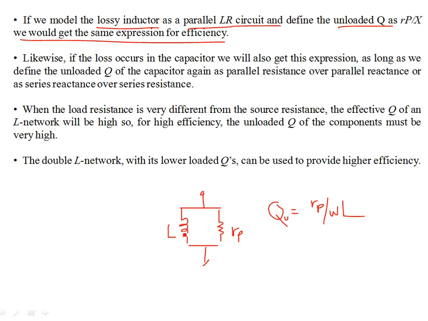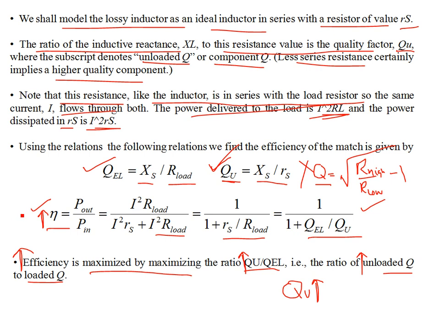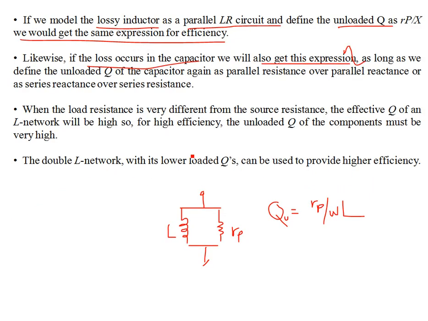The same goes for the capacitor. This component could be a capacitor as well, so this will be RP into omega C. Likewise, if the loss occurs in the capacitor, we'll also get the same expression for the efficiency. The efficiency expression is not going to change. What we have seen here stays intact, as long as we define the unloaded Q of the capacitor as parallel resistance over parallel reactance, or as series reactance over series resistance if the combination is in series. That's the point.